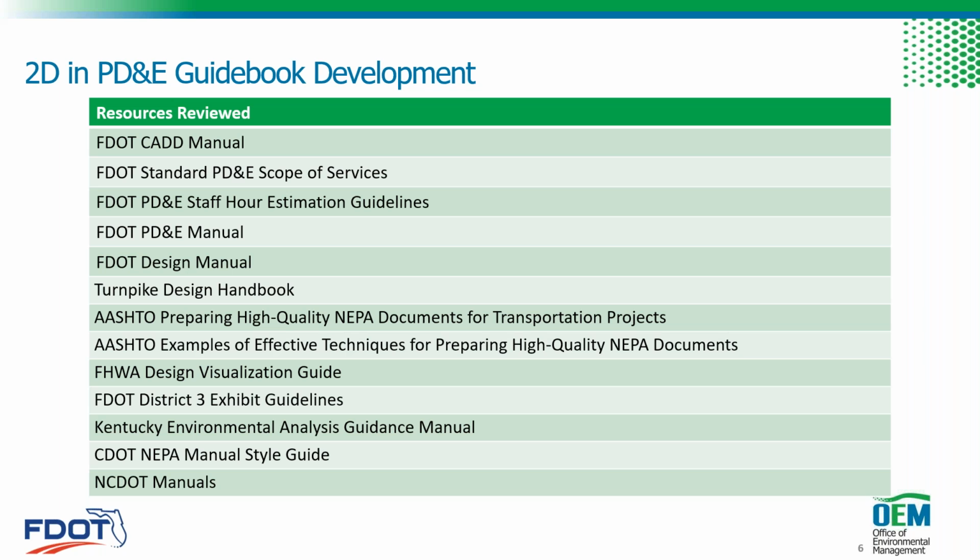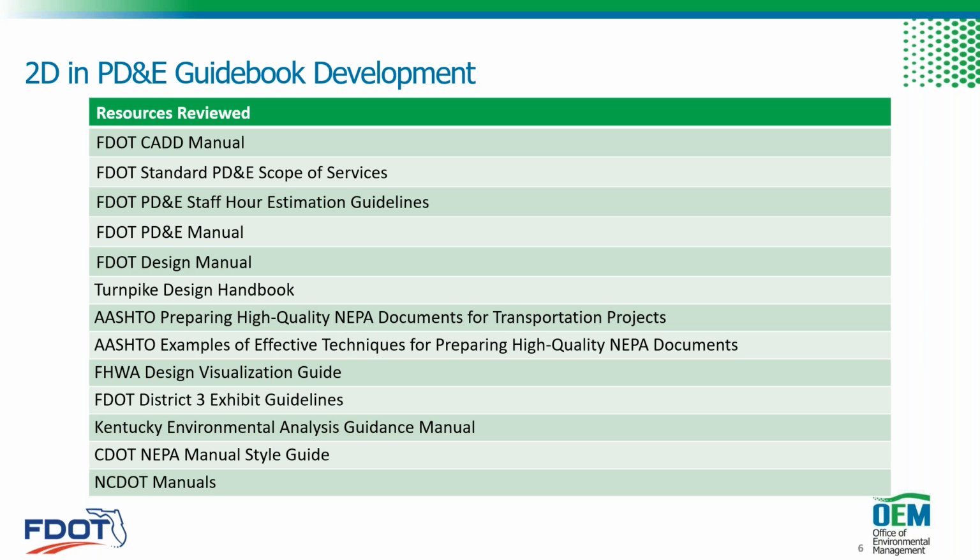I'm going to go over the resources that we reviewed first and in the development of this guidebook. Relevant data was gathered identifying 2D graphic guidelines within existing FDOT manuals and scopes of services, federal guidance documents, FDOT district-specific guidelines, and other state departments of transportation. Federal guidance documents reviewed were not detailed enough to meet the goals of the guidebook. Most of the detailed 2D graphic guidelines for FDOT are already set forth in the CAD manual.